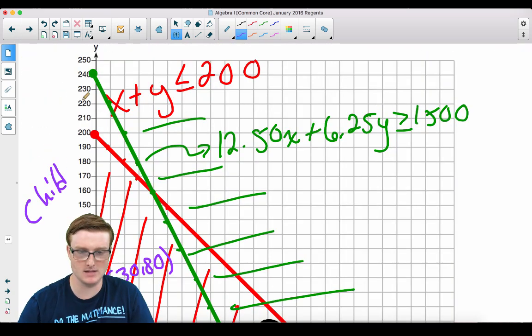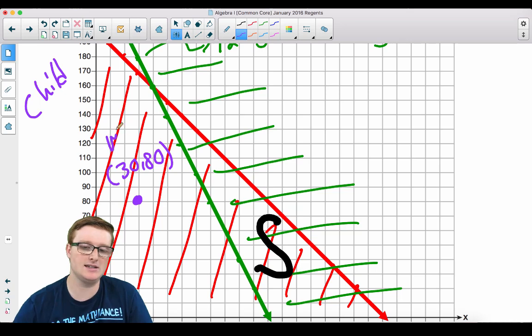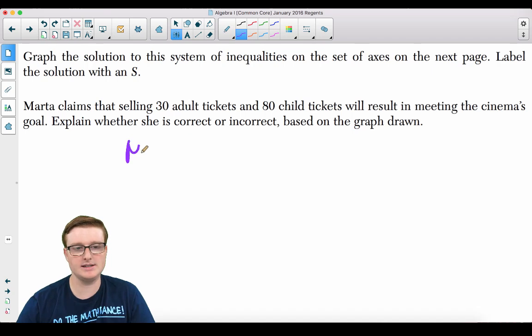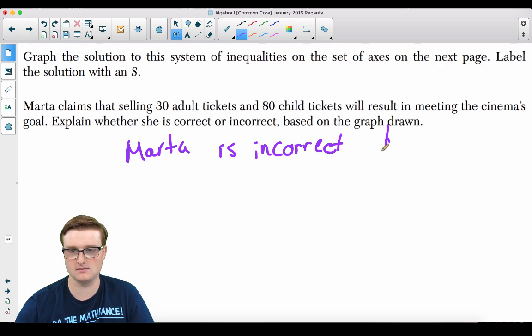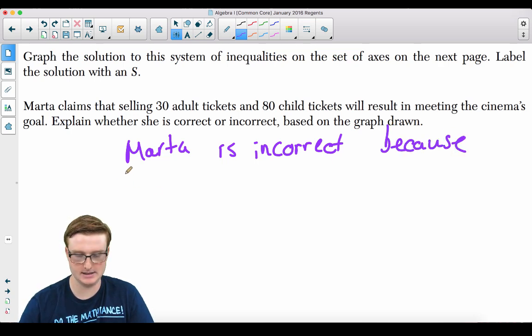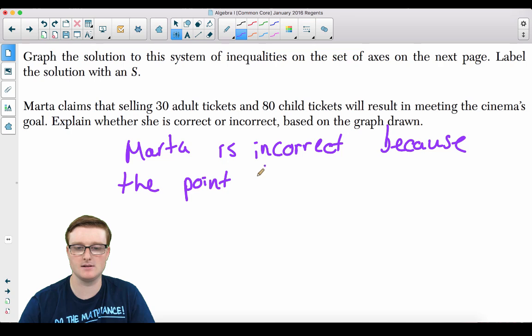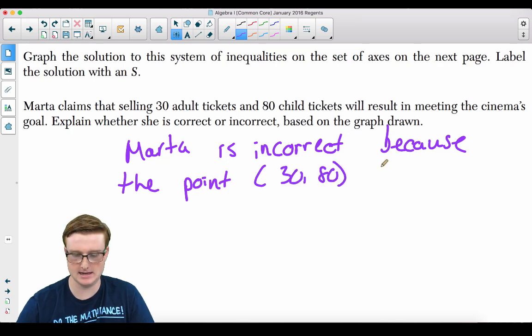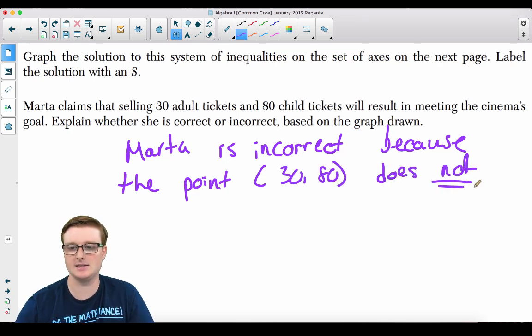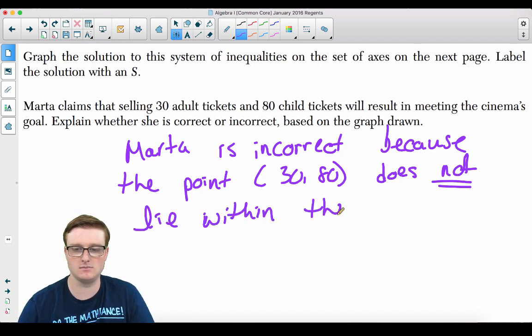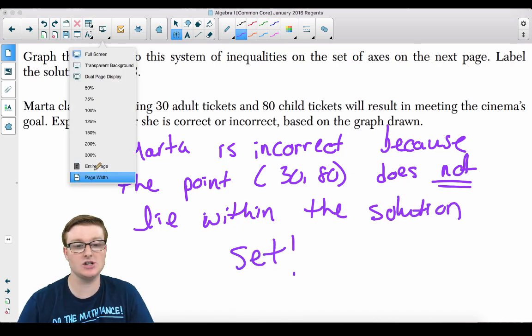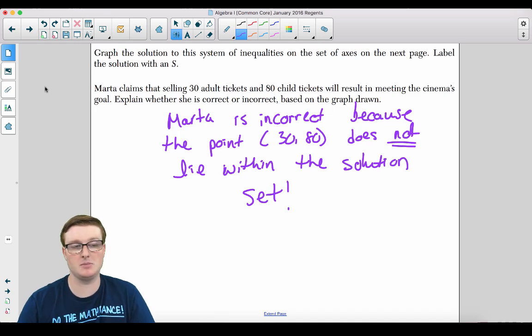What's this person? Marta. I put Maria on my answer key. This is Marta's point. So we're going to say that Marta is incorrect because the point 30, 80 does not lie within the solution set. And that, ladies and gentlemen, is how you do the part 4 question.